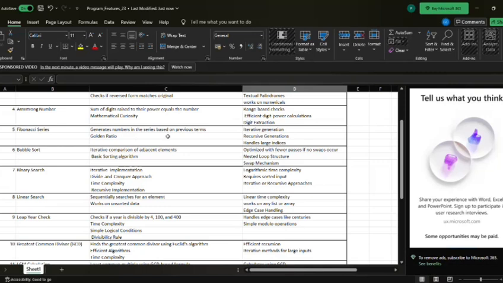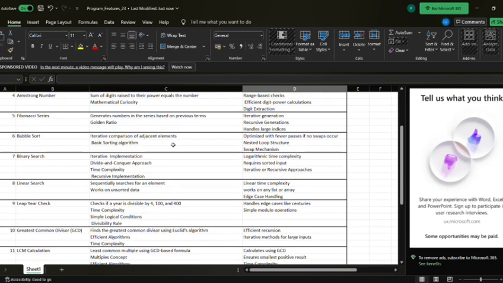5. Fibonacci series: generates numbers based on previous terms. Each number in the Fibonacci sequence is the sum of the two preceding ones. Golden ratio: the Fibonacci sequence is closely related to the golden ratio, a mathematical constant found in nature.